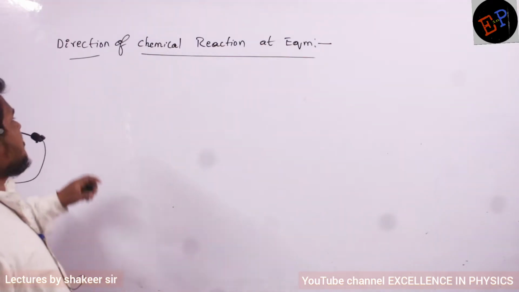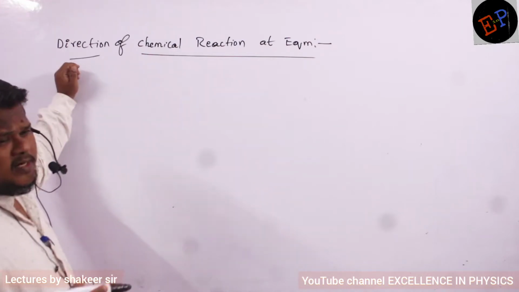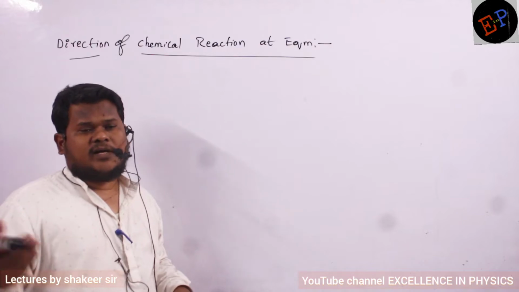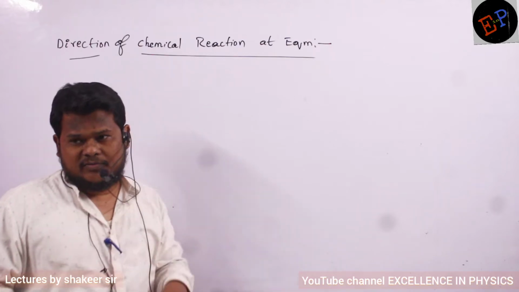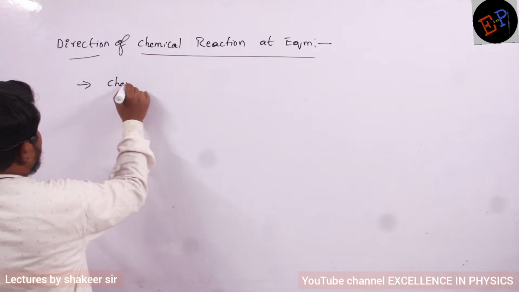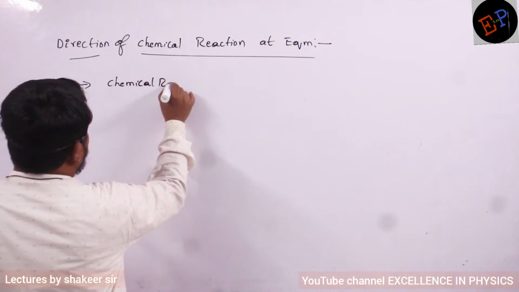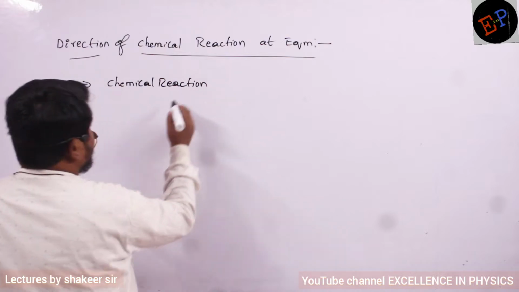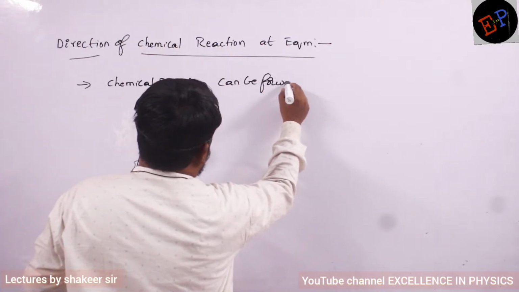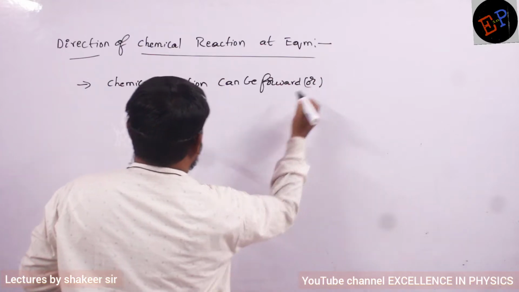Now we are discussing about direction of chemical reaction. Chemical reaction at equilibrium, it may be forward reaction also, it may be backward reaction also. That direction we need to find out. Are you able to understand? So write down. So therefore, chemical reaction can be forward also or backwards also.